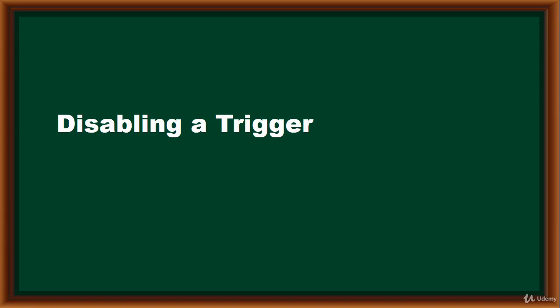So let's take a look at how to disable a trigger. PostgreSQL does not provide any specific statement such as disable trigger for disabling an existing trigger. However, you can still disable a trigger by using the alter table statement. So let's take a look at the syntax.